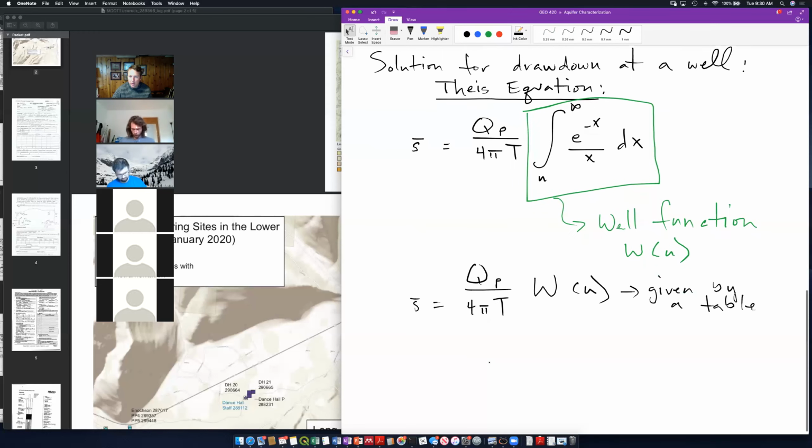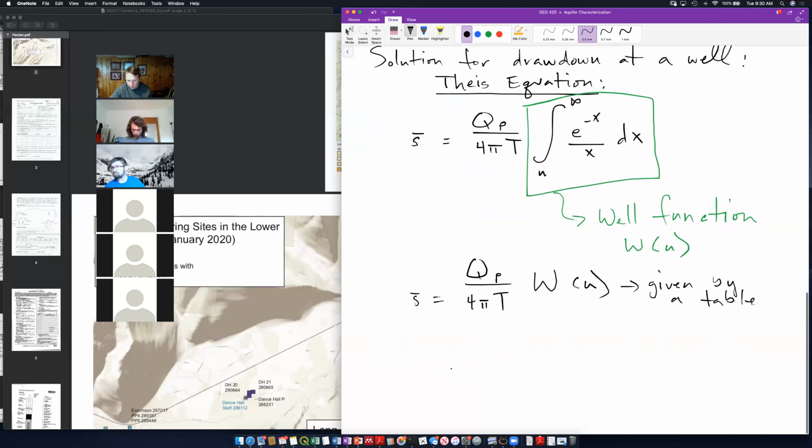And u, we have to be able to calculate u. u is r squared S over 4 T t, where T is transmissivity and little t is time.